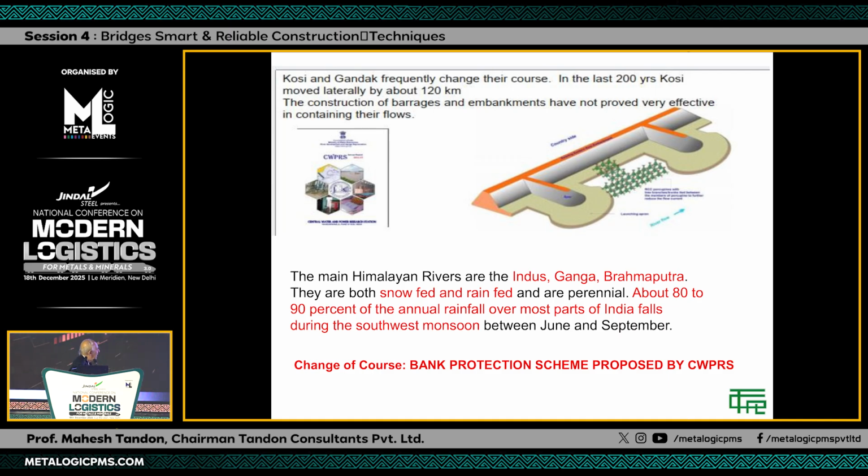There are places where the river changes course, which are very difficult to control. Good examples are Kosi and Gandak. The Kosi River has changed course by 140 kilometers over the last 200 years, as you can see here. So it requires protection, because normally all these barrages and embankments have not worked, but something more sophisticated, which has been proposed by the Central Water and Power Research Station, needs to be done.